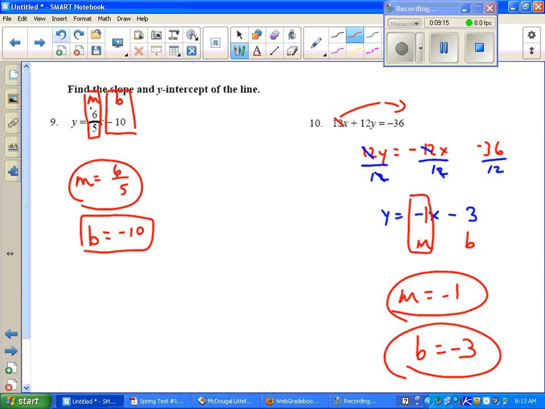So your slope for number 9 is 6 over 5, your y-intercept negative 10. Your slope for number 10 is negative 1, your y-intercept is negative 3.